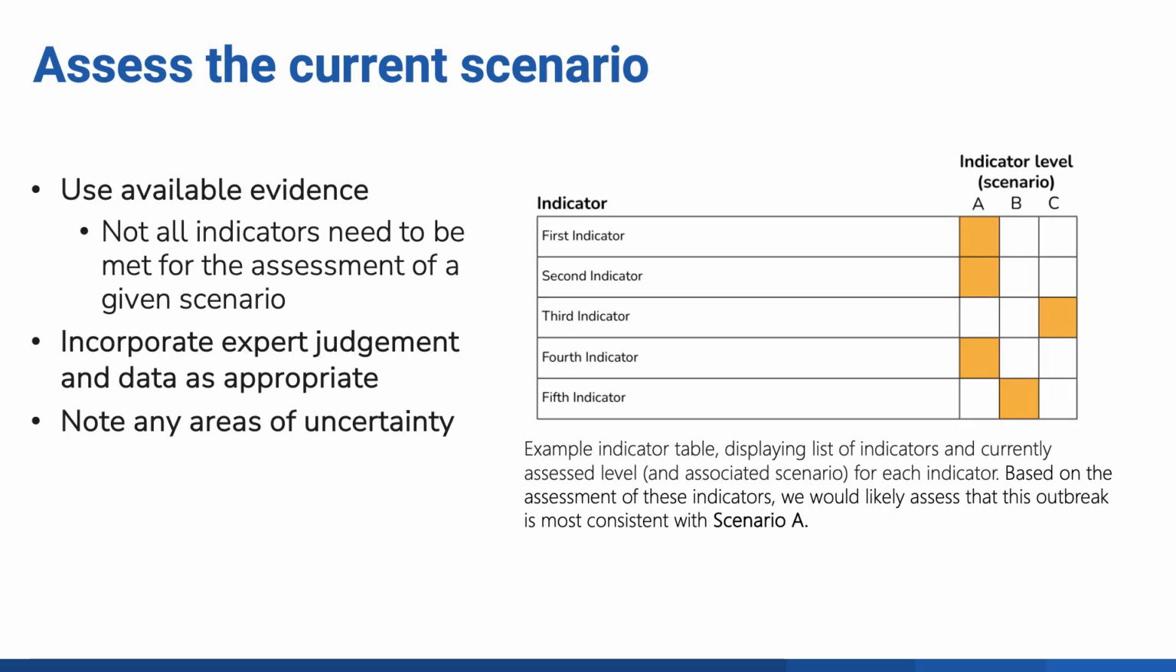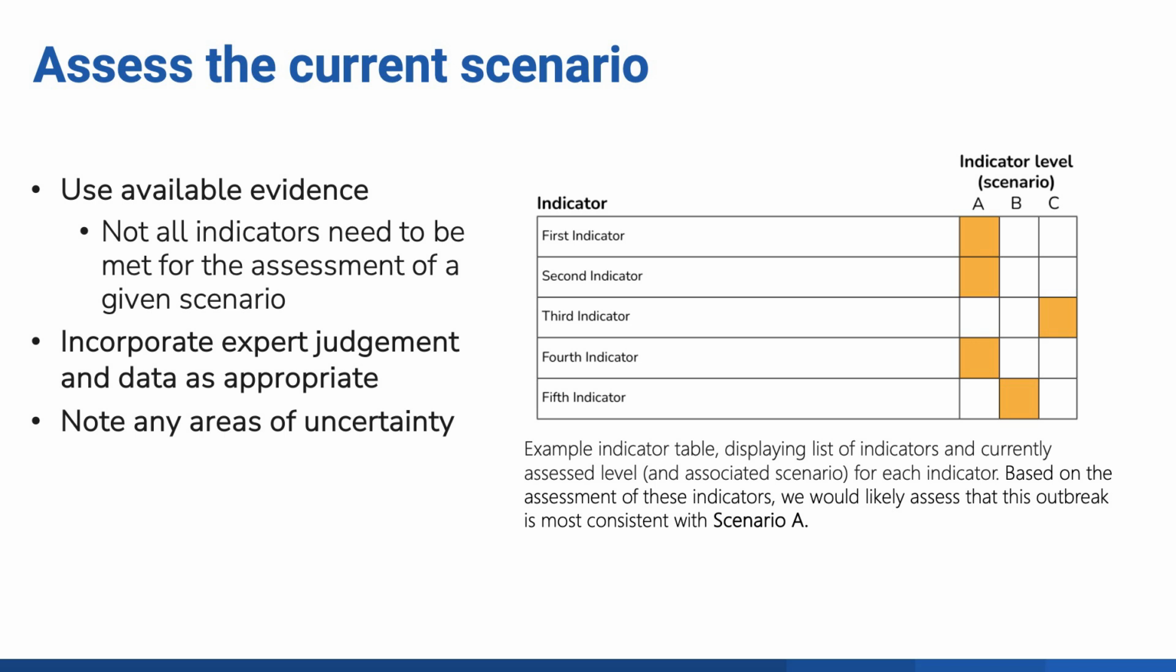The team then assesses the current outbreak scenario. This should incorporate available evidence, including expert judgment and data as appropriate and available. Especially early on in an outbreak, there will be uncertainties, so some indicators may be challenging to determine a level in scenario 4. Note any areas of uncertainty, as they may be clarified as more outbreak information becomes available.